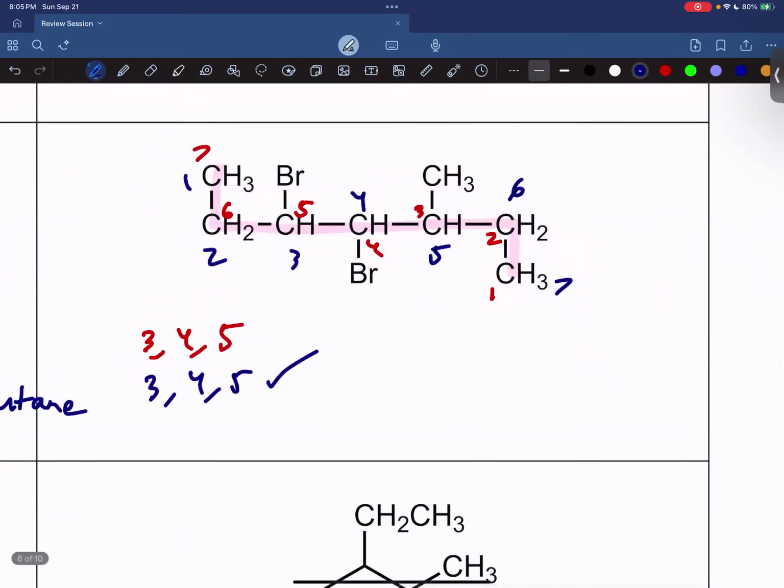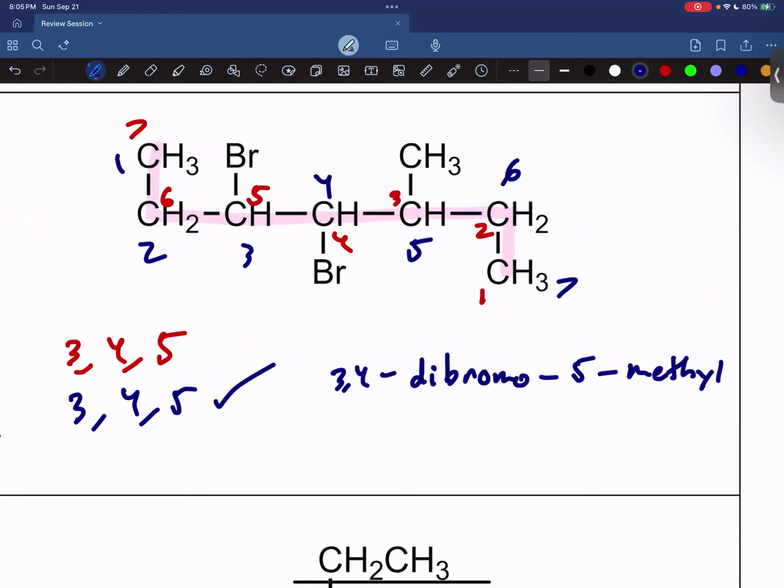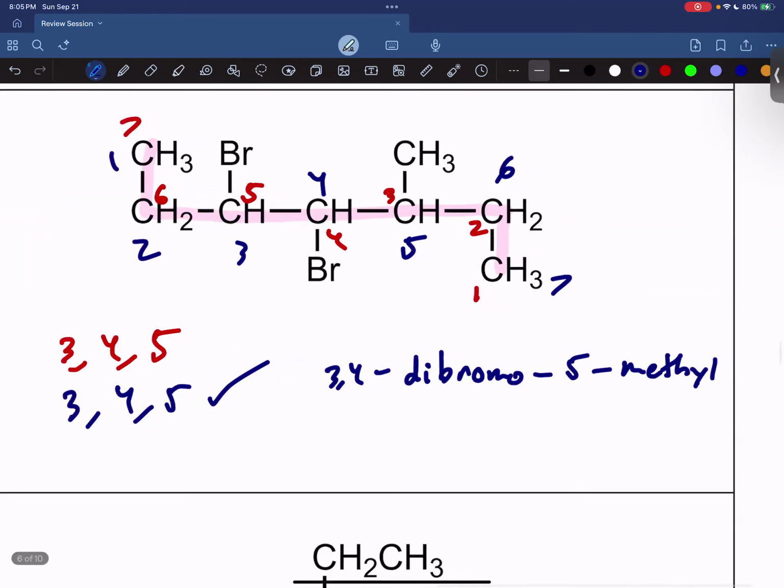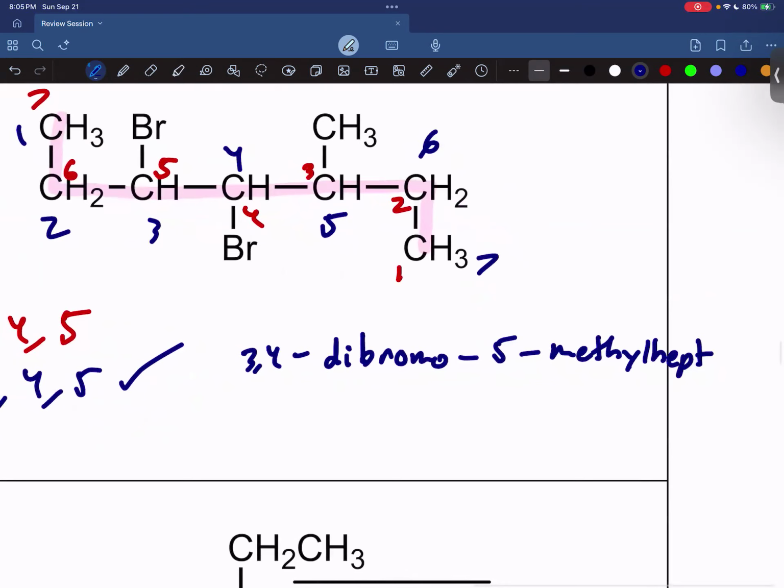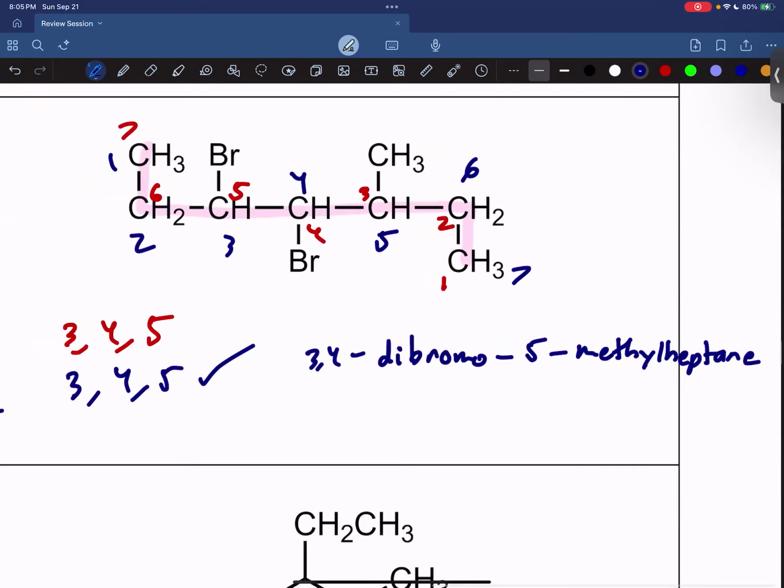But yeah, we're going to do 3, 4 because we have 2 bromines. Put that dash. What am I going to put in front of the bromo? Yes, exactly. 2 bromos. And then we're going to put the 5. What's this branch name? Yes, it's methyl. Methyl. And then we have 7 carbons, so the parent name is, yes, heptane. Nice. Heptane. So yeah, there we go.